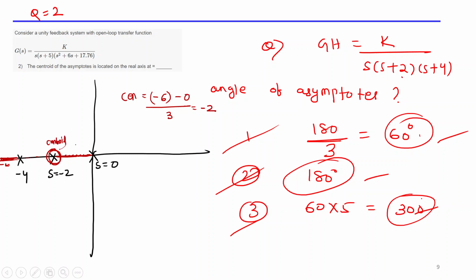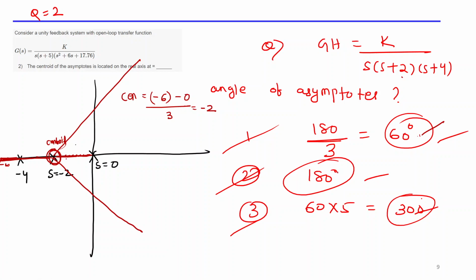So what is the purpose of the centroid? Centroid is required to find out the asymptote angles. I told you that these are the asymptote angles: one is 60 degrees, another is 180, another 300. So at this centroid, you make an angle of 60 degrees. At this centroid, you make an angle of 180 degrees. 180 degrees means it will be on the negative real axis. Another is 300 degrees. So these are the three asymptotes, right?